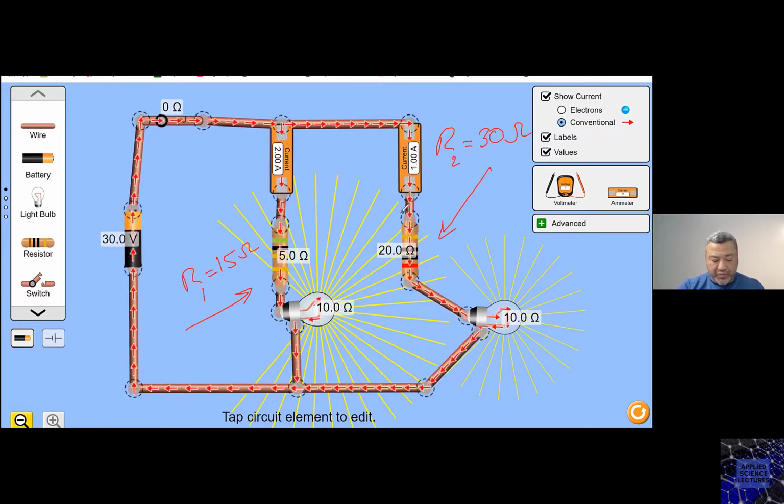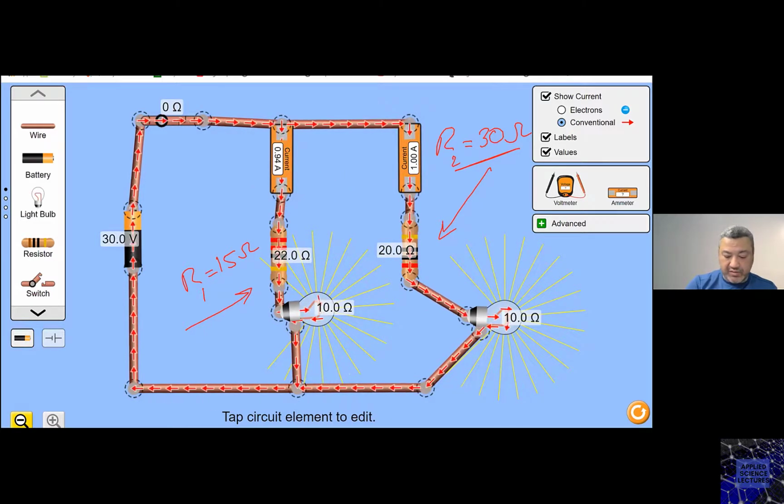So R1 is half R2. The total resistance in branch number 1 is half the total resistance in branch number 2. And that's why we have the current being twice the current in branch number 2. The voltage is constant across, so both of them are seeing a constant voltage. That's why the currents in branch number 1 and branch number 2 are decoupled, right?